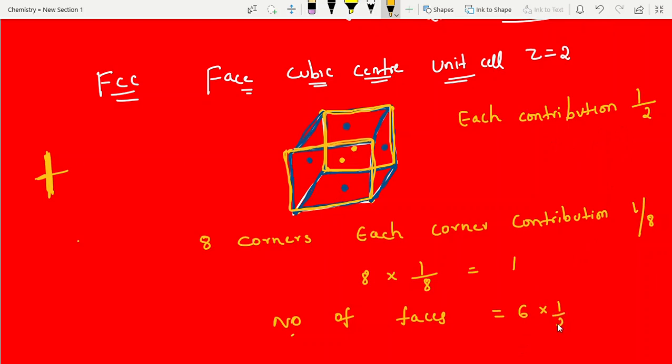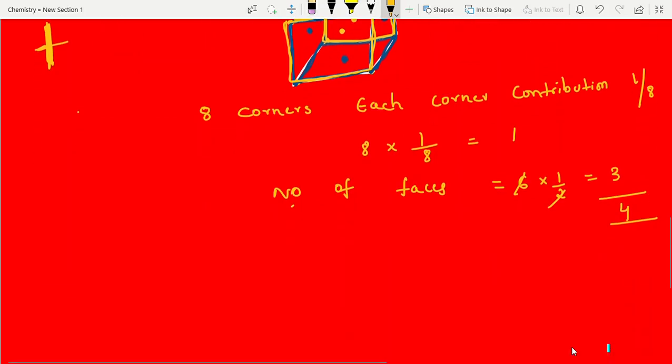So 6 into 1/2, that is 3. Totally how many particles? 4. This is which case? Yes, FCC. In FCC, finally what is our answer? Z equal to 4. Clear, students?